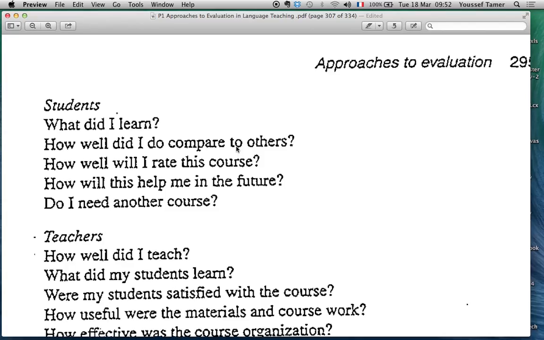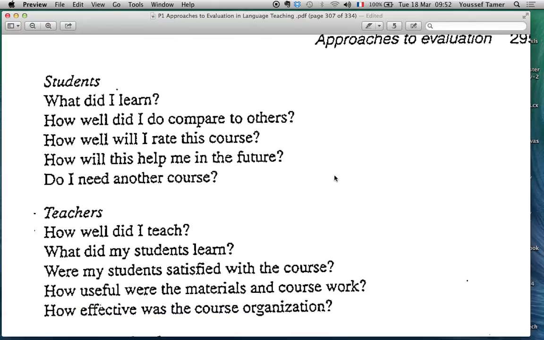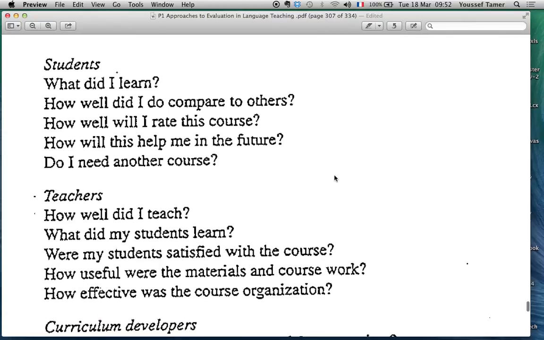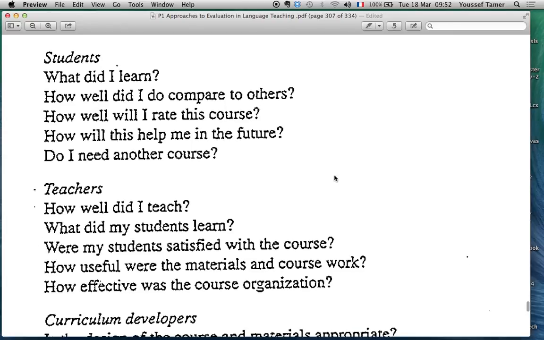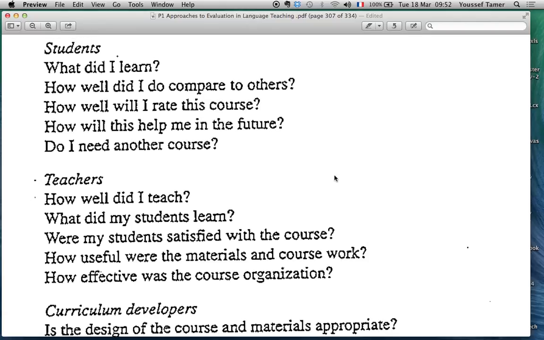So first, most important are students. What did I learn, or what did they learn? How well did I do compared to the others? How well will I rate this course? How will this help me in the future? Do I need another course? So, these are some of the questions to be addressed with regard to this element of the audience, the students.